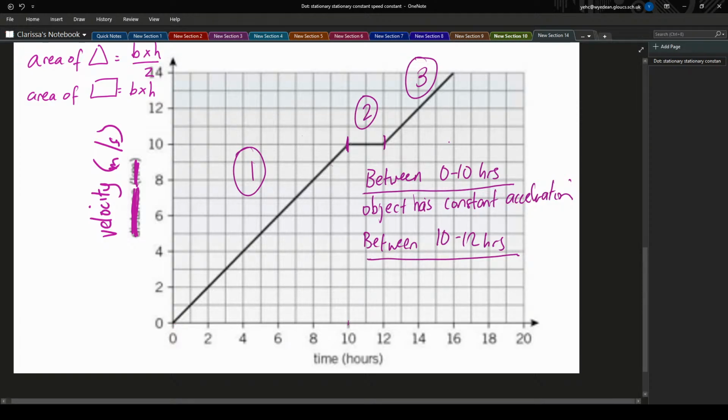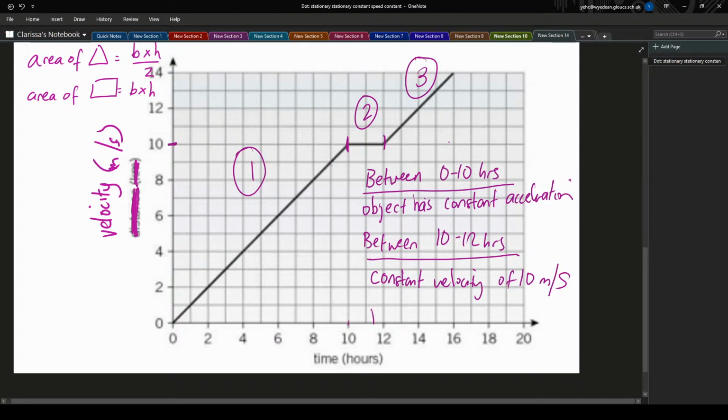Because at this point, remember, at section number 2, it's staying at 10. It hasn't dropped to 0, it's staying at 10. So it's moving at a constant velocity of 10 meters per second.